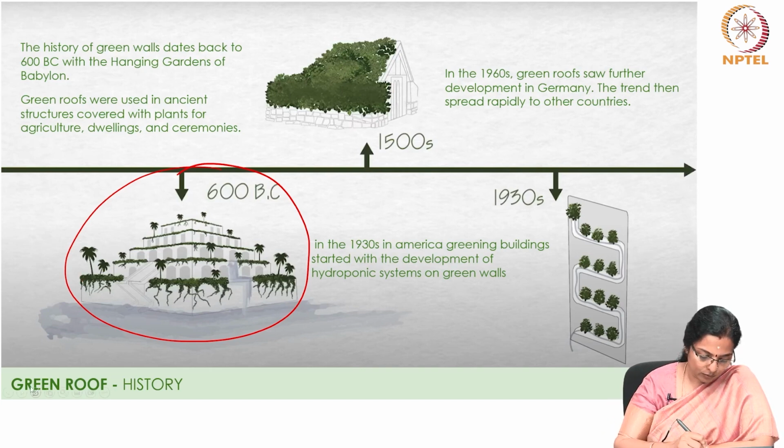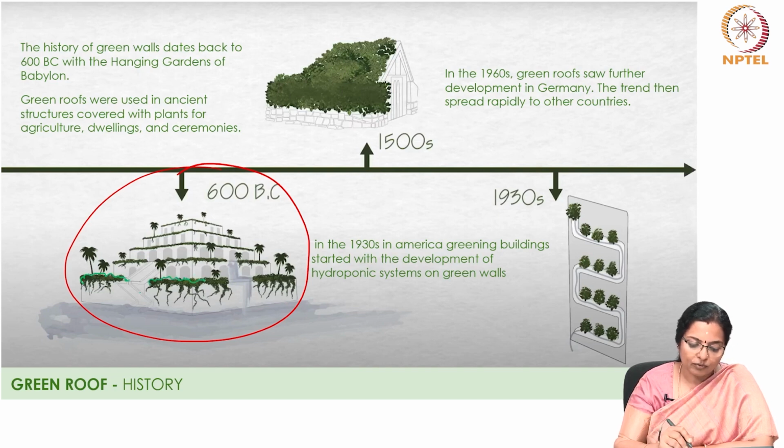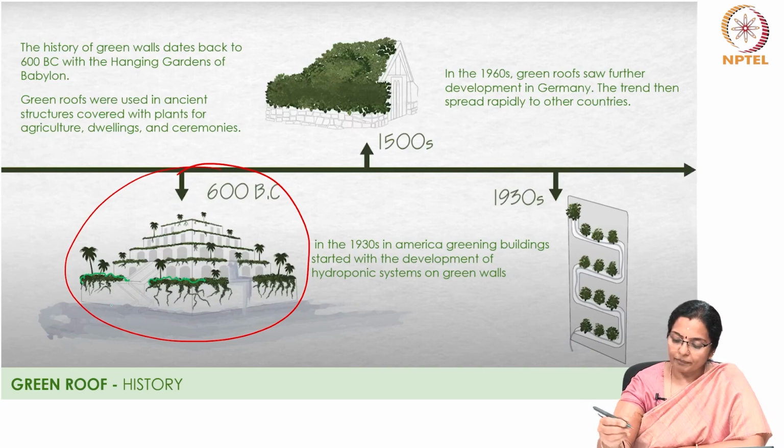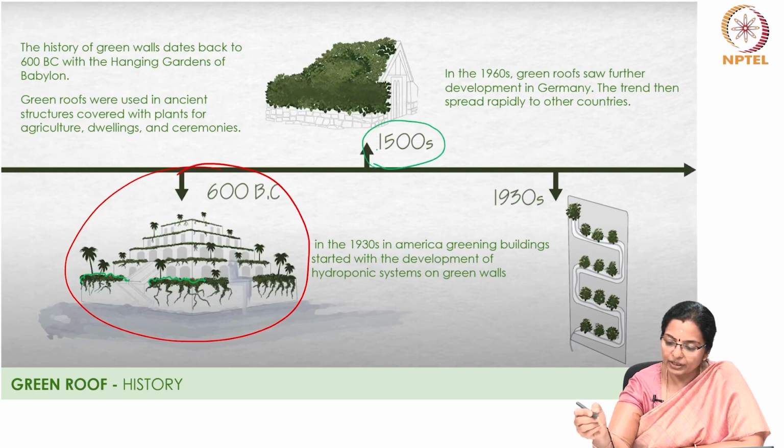Green roofs were used in ancient structures covered with plants for agriculture, dwellings, and ceremonies. In about 1500, around that time, greening of buildings started with the development of hydroponic systems on green walls.